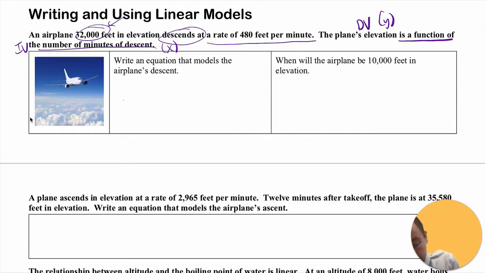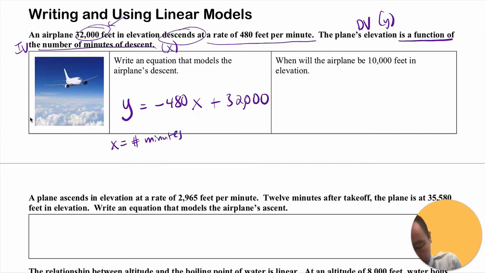So it turns out that y, which is the height of the airplane, is going to be negative 480 times the number of minutes that pass, which is x, plus 32,000. Anytime you write an equation, it's really important that you specify or define your variables. So we'll let x be the number of minutes that pass, and we'll let y be equal to the height or the elevation, which is measured in feet in this particular scenario.